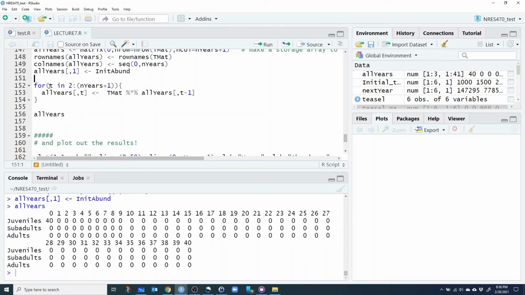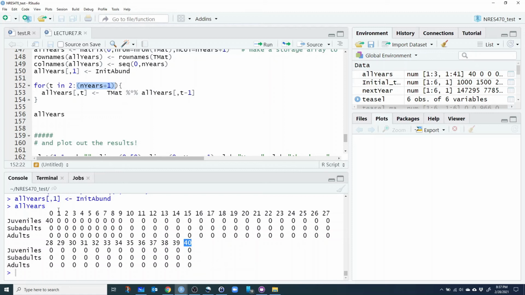So we're going to use a for loop, going to loop through all the years all the way from year 1 to the final year, year 40, and we are going to use matrix multiplication. So we'll start off in this column of the storage array. The second column basically represents year 1. So we're starting off at year 1, right? The second column, we're going to loop through the second column all the way to the n years plus 1 column, or the 41st column, which represents year 40.